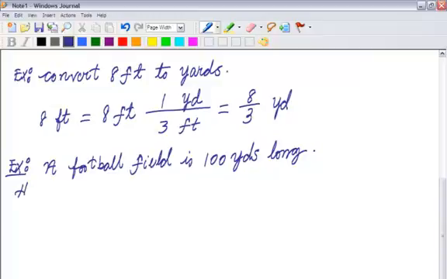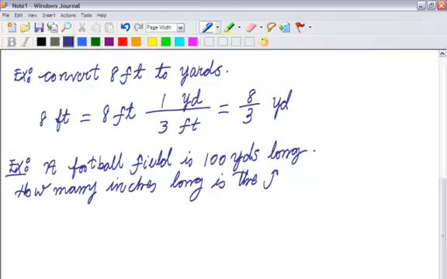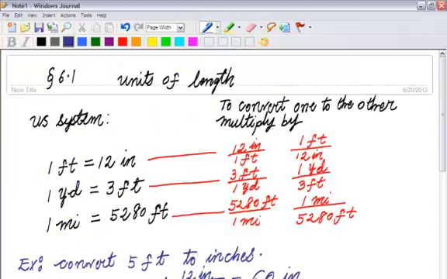So the question is, how many inches long is the field? That is, I want to find the length of the field in inches instead of yards, right? So again, I start with yards. Now, do I have a direct formula between yards and inches? No. Go back here. No. So I'm going to convert yard to feet first, and then convert feet to inches.